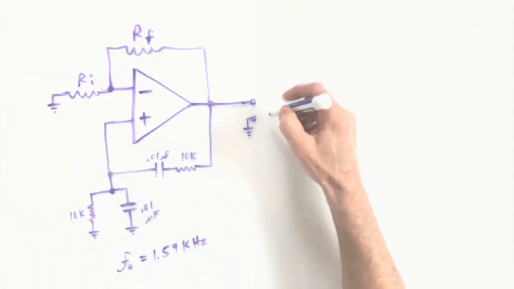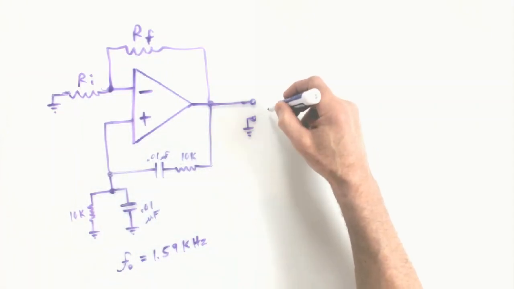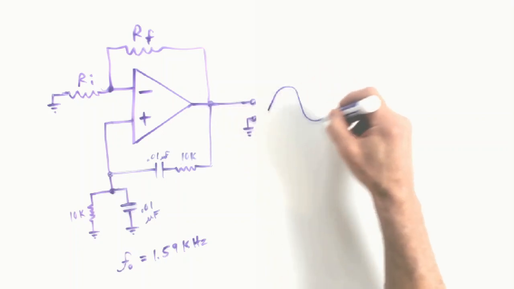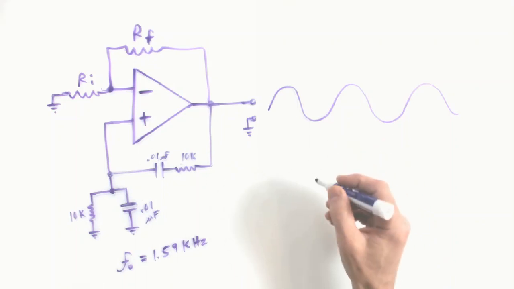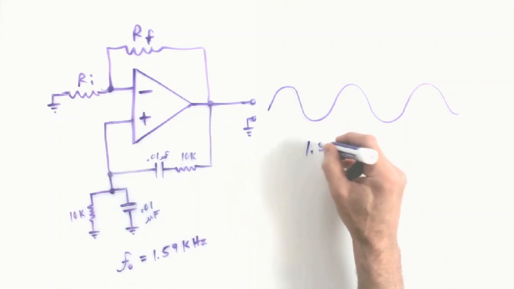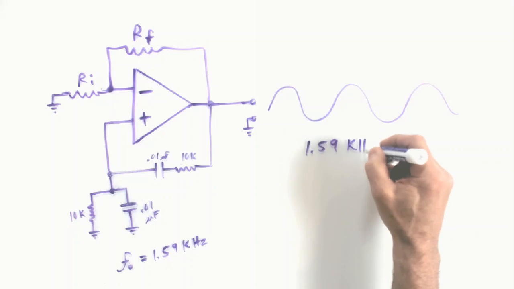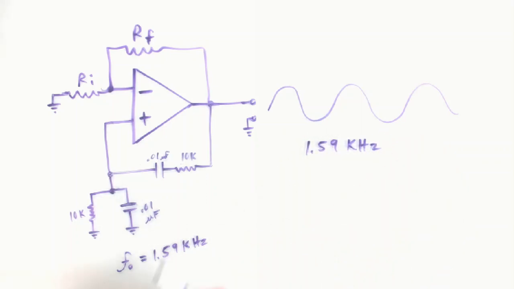It will generate a sine wave right here for you, and the sine wave will be 1.59 kilohertz, generated by the circuit. So very different. Turn your wave generator off for this exercise. You will be building a wave generator. This is known as a Wien bridge oscillator, and it's a classic circuit.